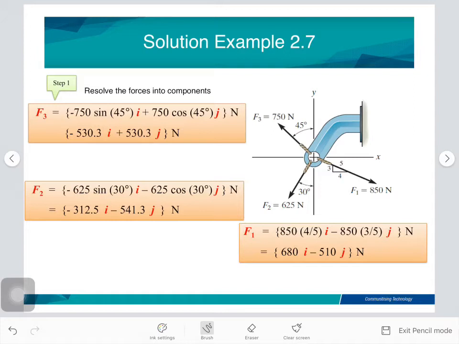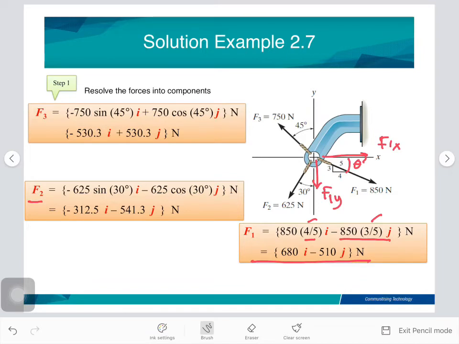So this one, F1 you can write here, you have 850, because of this cos theta. So this cos theta is equal to 4/5. And then this is F1x and this is F1y. So you have F1x here, and then this is F1y. So this is the answer here. So this is sine and this is cos. Okay, next this is F2.